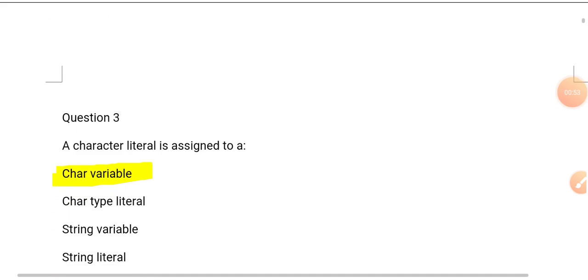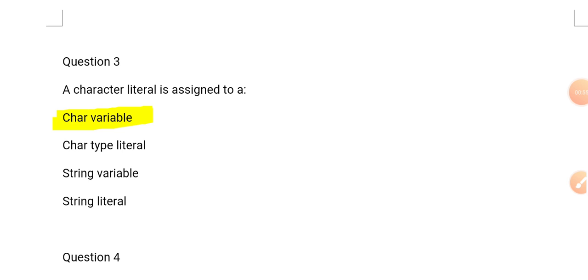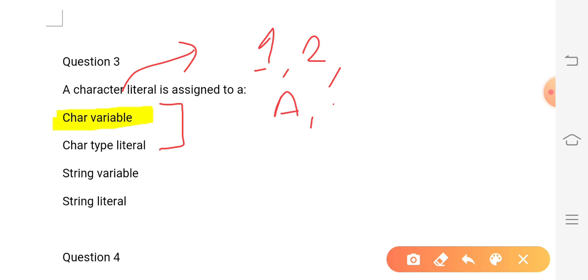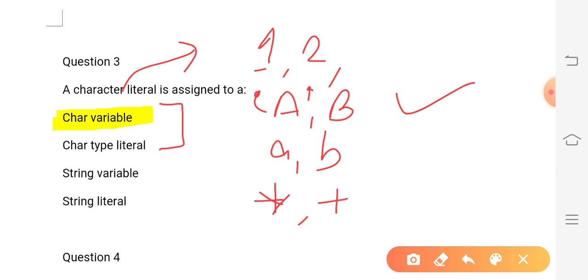Next question, third, a character literal is assigned to a char variable. Do not get confused in these two operations. As you know, character literals mean a simple single character. Single character means it can be 1, 2, 3, it can be capital ABCD, it can be small ABCD, or it can be any other special symbol. That is enclosed in single quotes like this. So it is considered as a character like this. It is also a character variable.